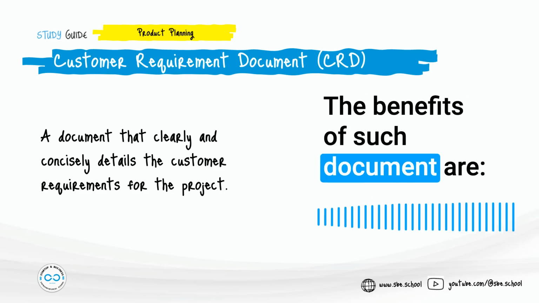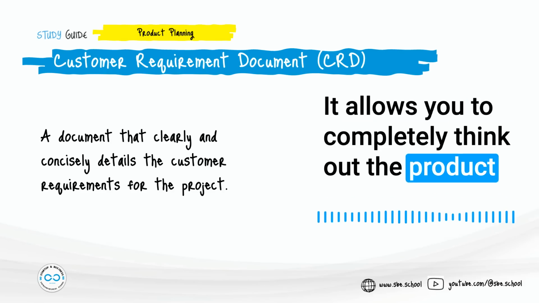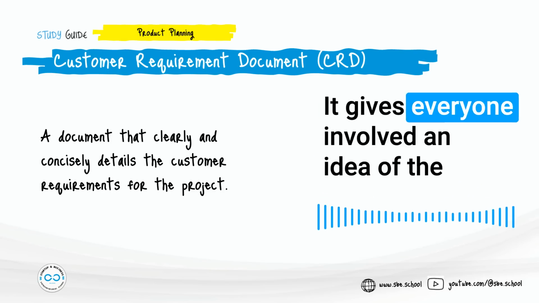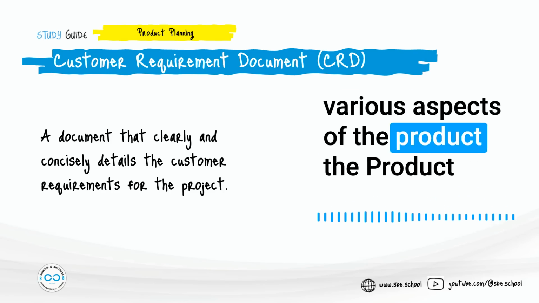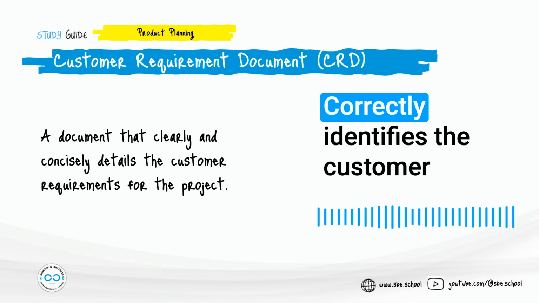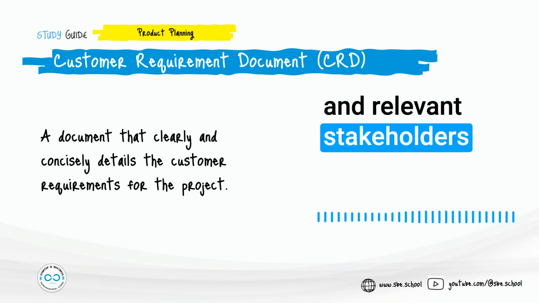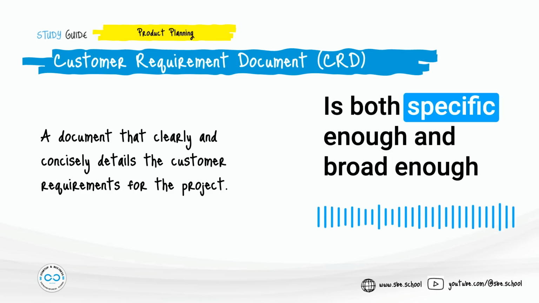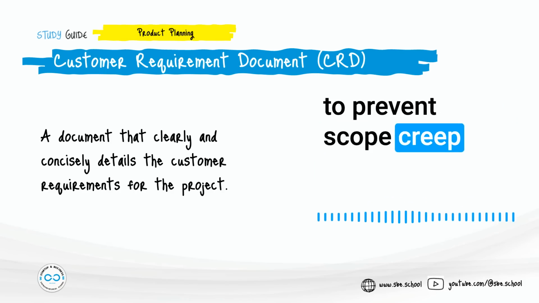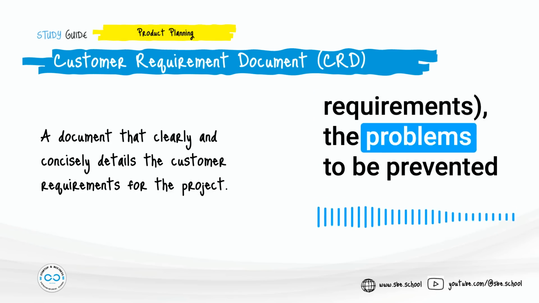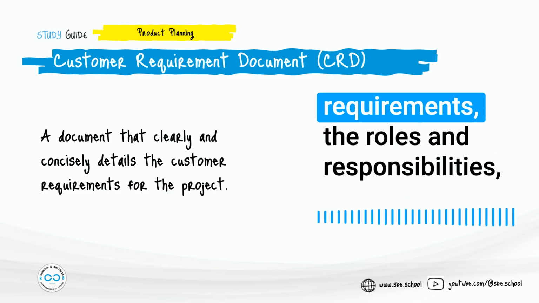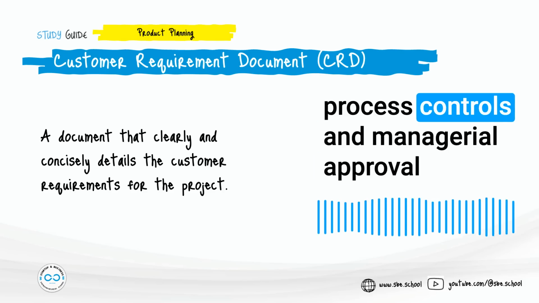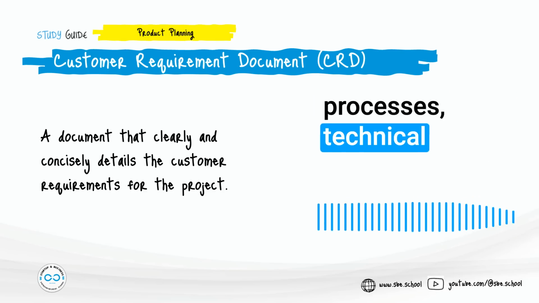The benefits of such a document are: it allows you to completely think out the product and strategy in advance. It makes sure you do your groundwork before any activity starts. It gives everyone involved an idea of the various aspects the product manager is working on. Correctly identifies the customer and relevant stakeholders, correctly understands what the customer needs and wants and can differentiate between these, is both specific enough and broad enough to prevent scope creep, details the jobs to be done, the problems to be prevented and outcomes to be achieved, usability requirements, the roles and responsibilities, the overall process, the risks, the process controls and managerial approval processes, technical requirements, etc.